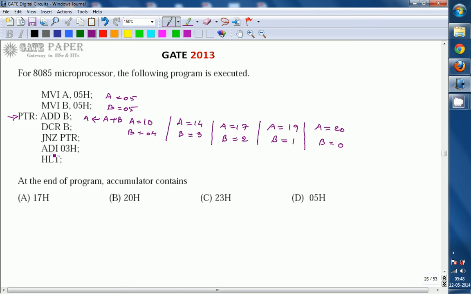Then add immediate 03: A is A plus 03. The accumulator contents are 20, and 20 plus 3 means A is now loaded with 23 decimal. Remember that, and then halt. 23 decimal in hexadecimal is 17H. So the right answer is A, 17H, the value present in the accumulator at the end of this program. Thank you.